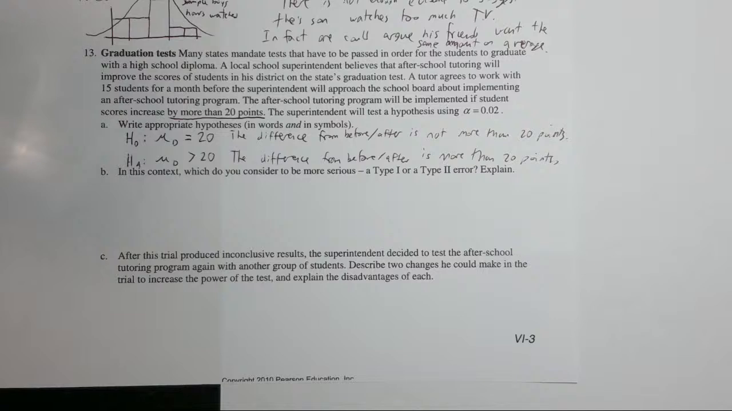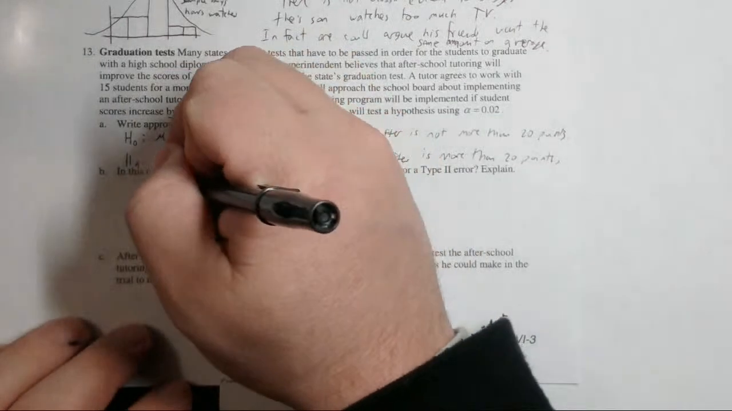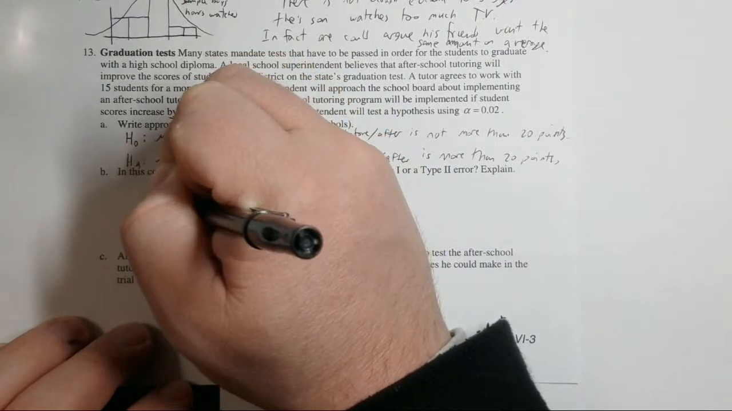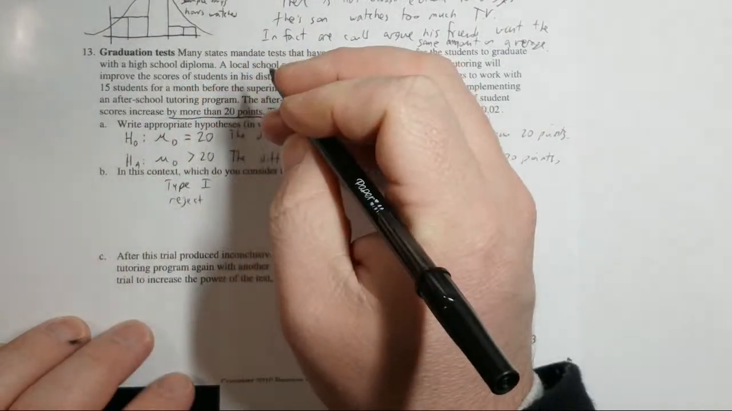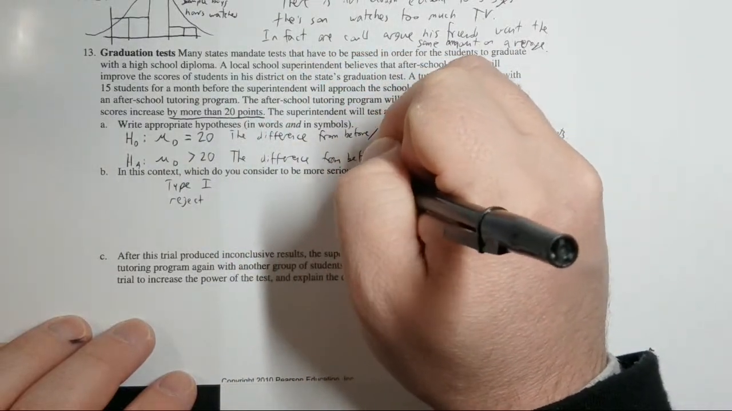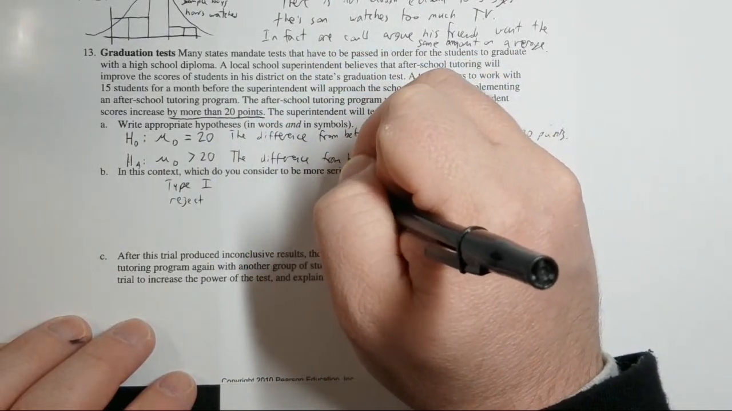In this context, what do you consider to be more serious, a type 1 or a type 2 error? Now, typically speaking, a type 2 error is usually worse. Think the parachute example. If you fail to reject the parachute and then you jump out, you're dead. That's a type 2 error. But first, let's just walk it through a little bit. I'm going to write out both. A type 1 would be rejecting. A type 2 error would be where you failed to reject.